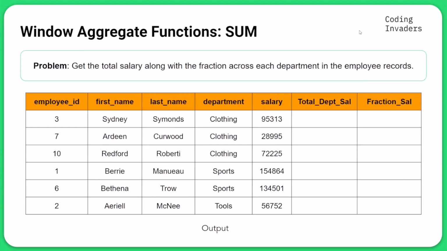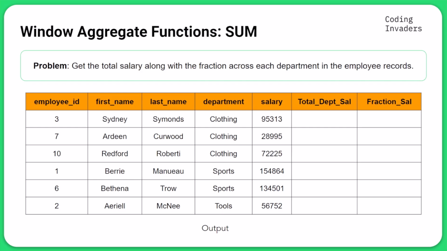Now let's look at another example. Let's say you want to get the total salary along with the fraction across each department in the employees record. So again, we want to find the fraction of salary across the department. Again, I've arranged the rows for you out of our input table so that it's easier to get the breakdown of the record. Now, can you figure out the output that we need? Try to calculate it on your own. Please pause the video and proceed once it is done.